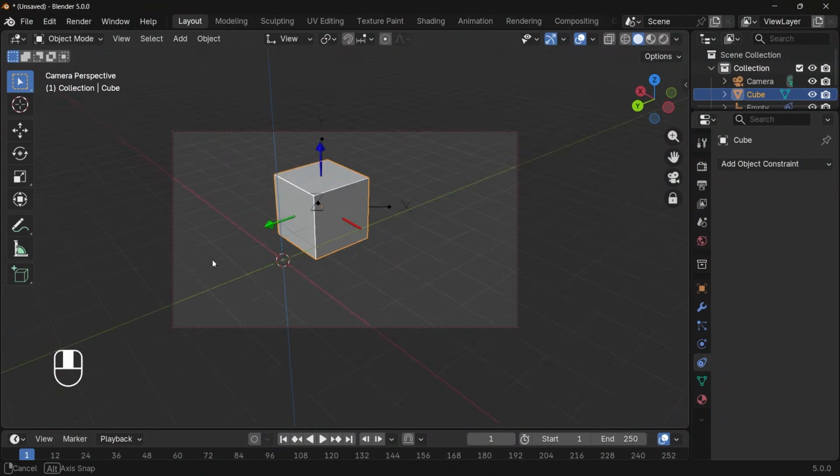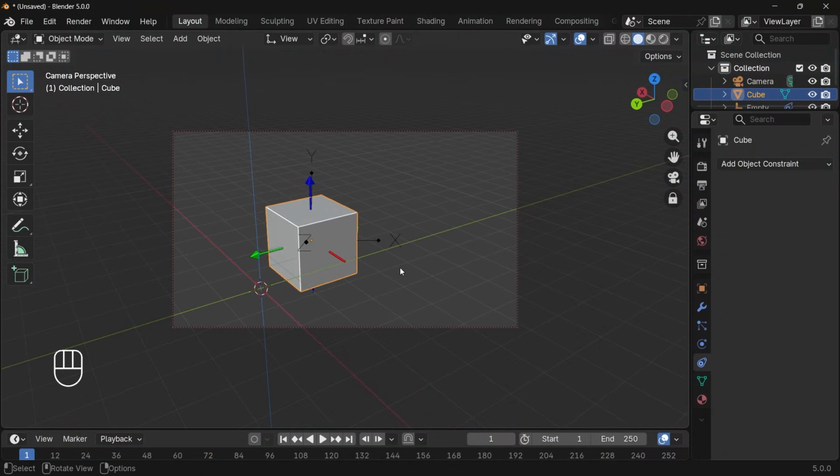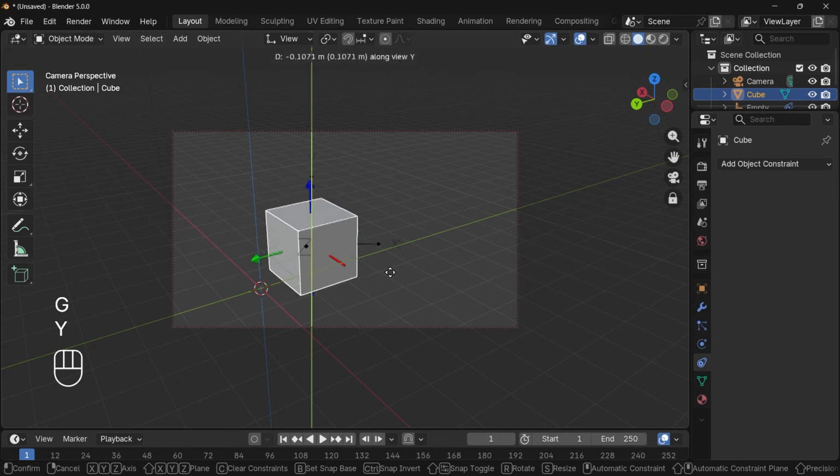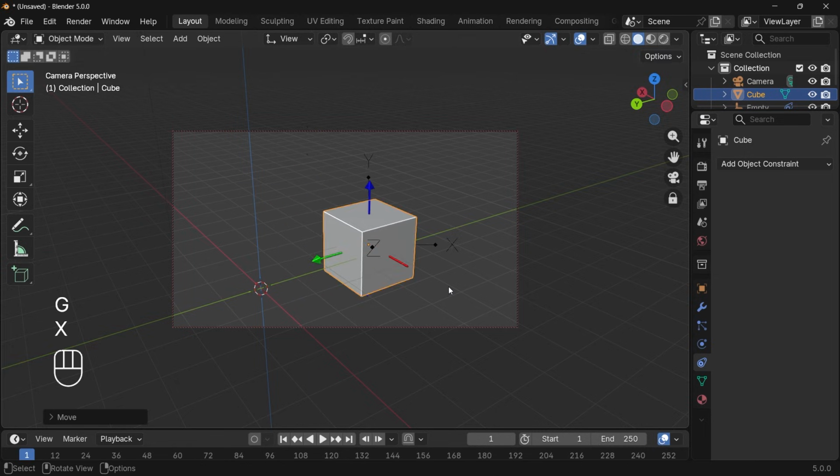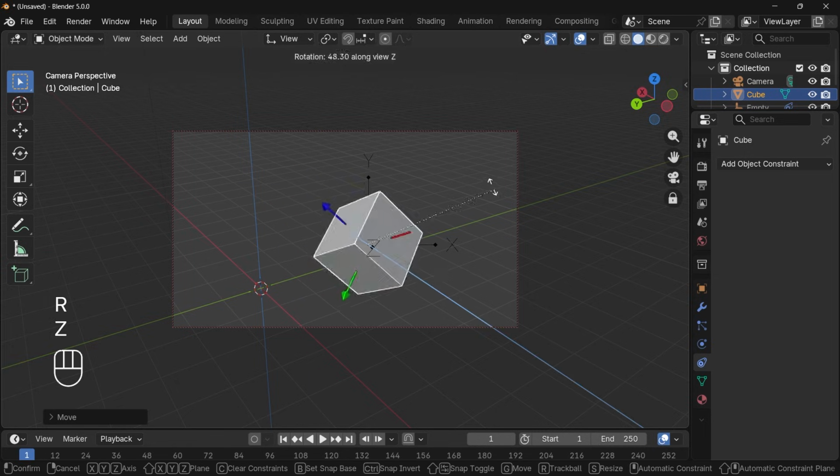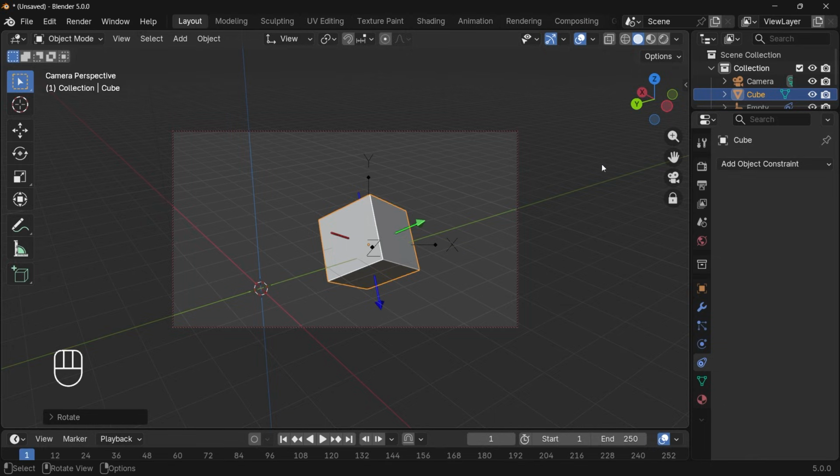So then I can just switch it over to something like this, and then again press GY to move about that, GX would move about that, and then again maybe RZ moves it perfectly about the axis perpendicular to my view direction. So that is the view transform orientation.